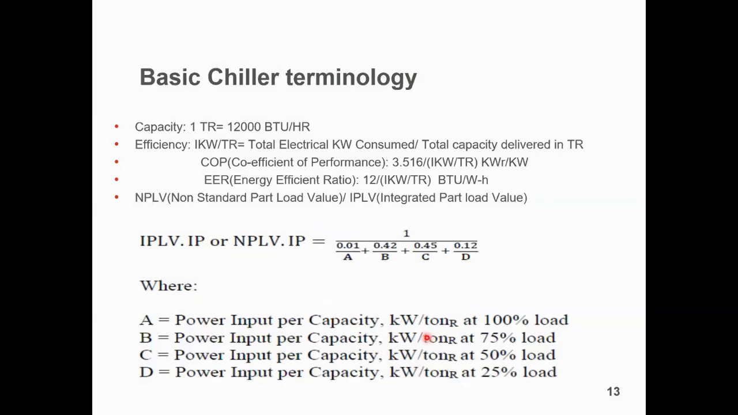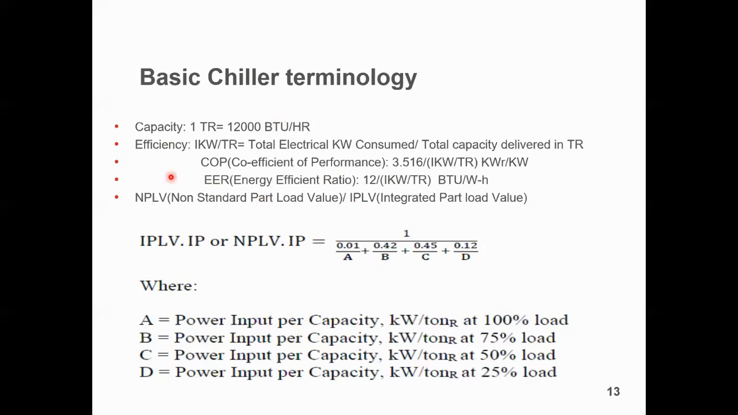Again, a few chiller terminologies which we use quite frequently when we discuss chillers, so I thought of touching base on them. First, IKW per TR, which is very important to know, because when we talk about a chiller we always talk about kilowatt per ton. Kilowatt per ton is nothing but the total electrical kilowatt consumption divided by the total capacity delivered in TR. The same thing we represent as coefficient of performance, which is called COP. The COP you can derive from kilowatt per ton if it is given: 3.516 divided by kilowatt per ton gives you the COP.